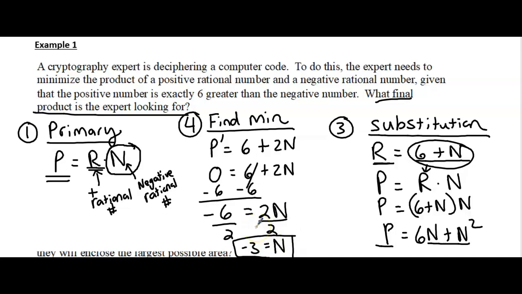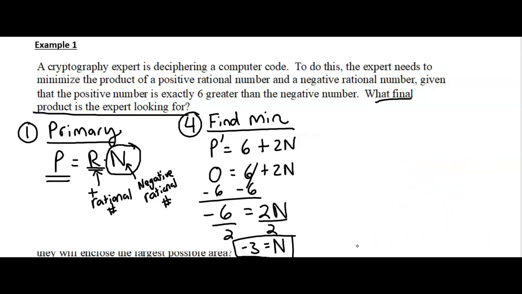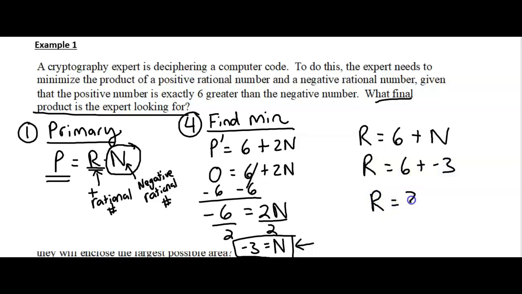Okay, so how can I find r so that I can also find p? Well, once again, you're going to go back to your secondary equation at this point. And I still am considering all of this to be part of step 4, really. You're going to go back to your secondary equation, which is r equals 6 plus n. And you're going to plug in the number that you found so far. So now we know that n is negative 3, which tells me that r is positive 3. So my positive rational number is 3. My negative rational number is negative 3.